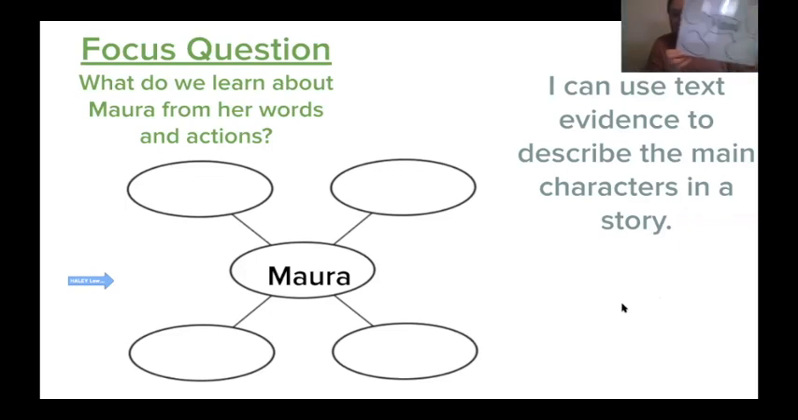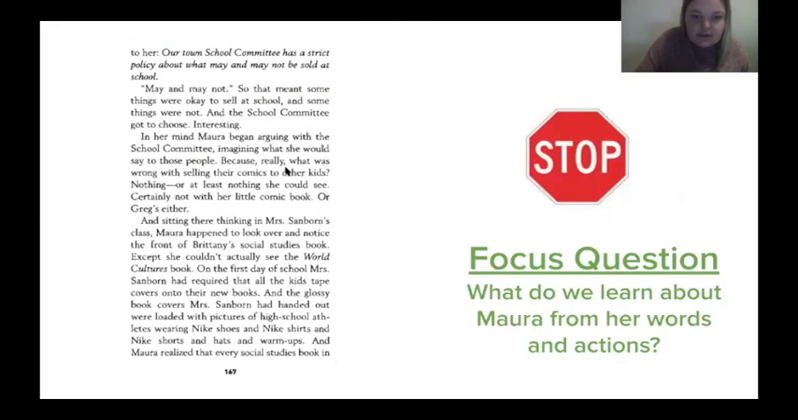So I went ahead and already made mine. I would like you to pause the video and make your character web so that we can do this together. So let's hop back to the beginning, because I think even from the first few pages, we can see some of the things that we can learn about Mara. So let me clear all of that really quick and go back.